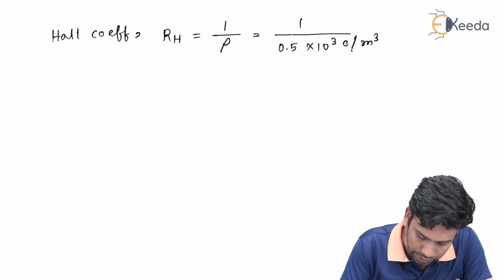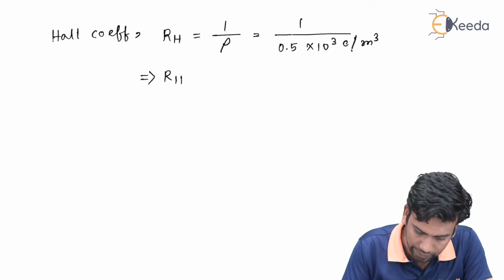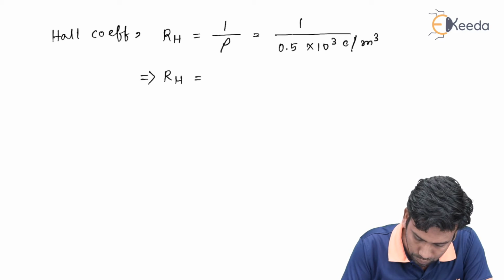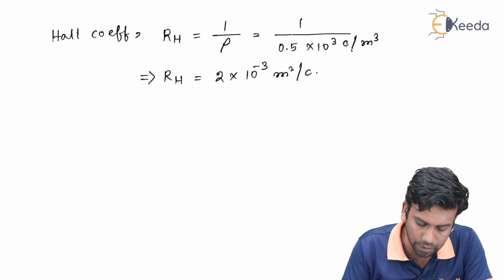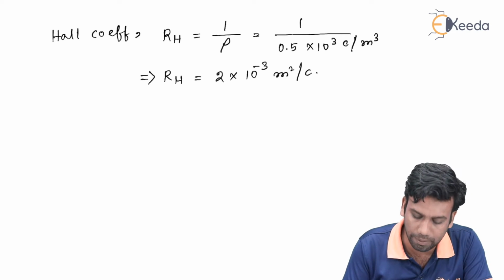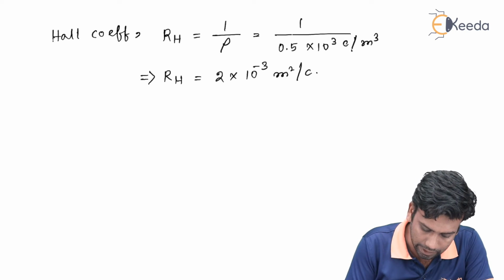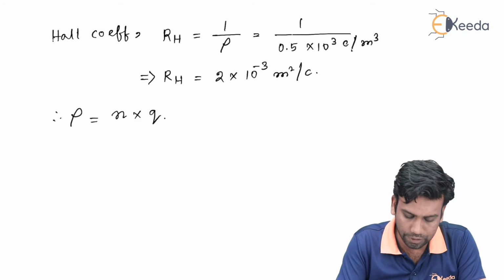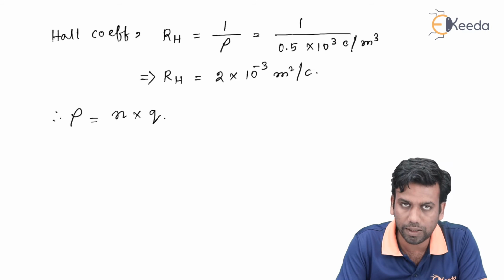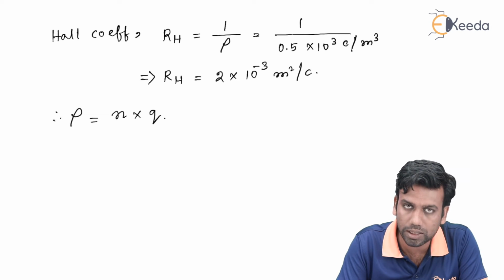So, from this equation we can calculate the value of R_H, and the value of R_H equals 2 into 10 to the power minus 3 meter cube per coulomb. And since the semiconductor is an N-type material, as we have found, the charge density rho will be the electron concentration N into the electronic charge, that is 1.6 into 10 to the power minus 19.